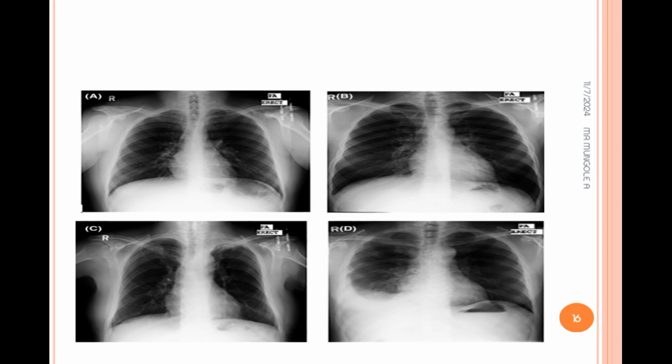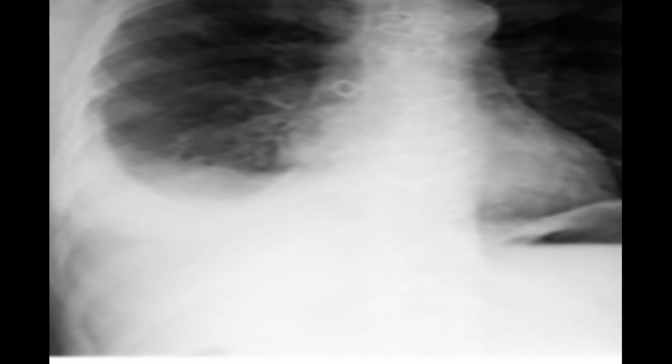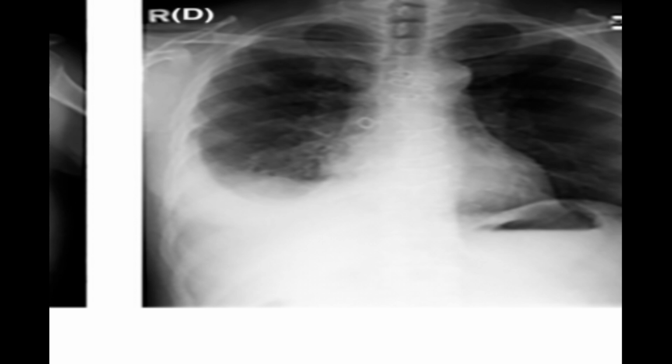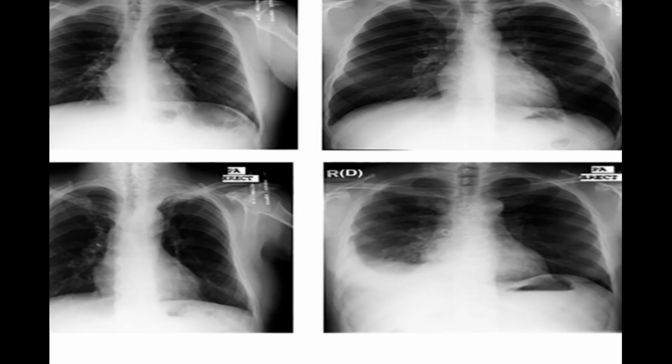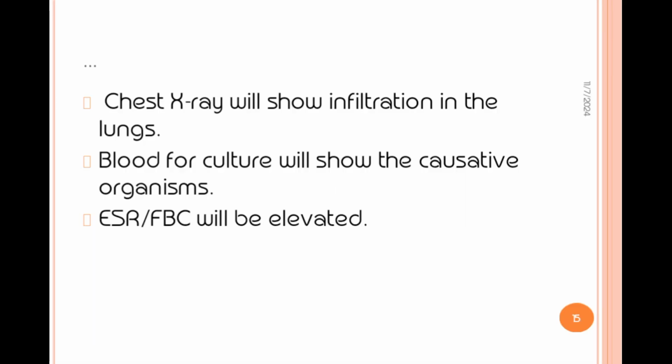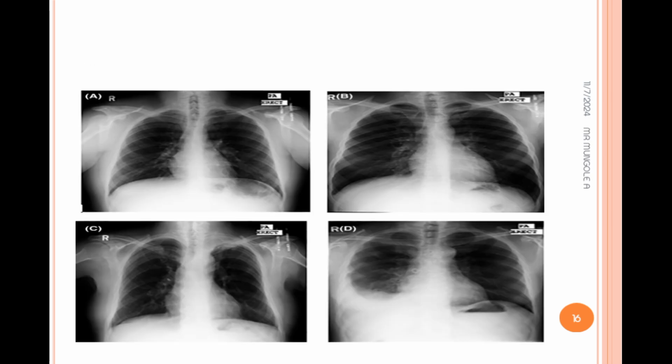If you see on top, we have the normal X-ray scan of the lungs, and at the bottom you can see that there is infiltration here. There is infiltration here. So instead of the lungs being viewed completely, there is something that has covered the lungs. That is what we are calling the infiltration of the lungs, on X-ray. Blood for culture will also show the causative organism. You can do FBC and the erythrocyte sedimentation rate, which will be elevated. Those are the investigations that you can do.